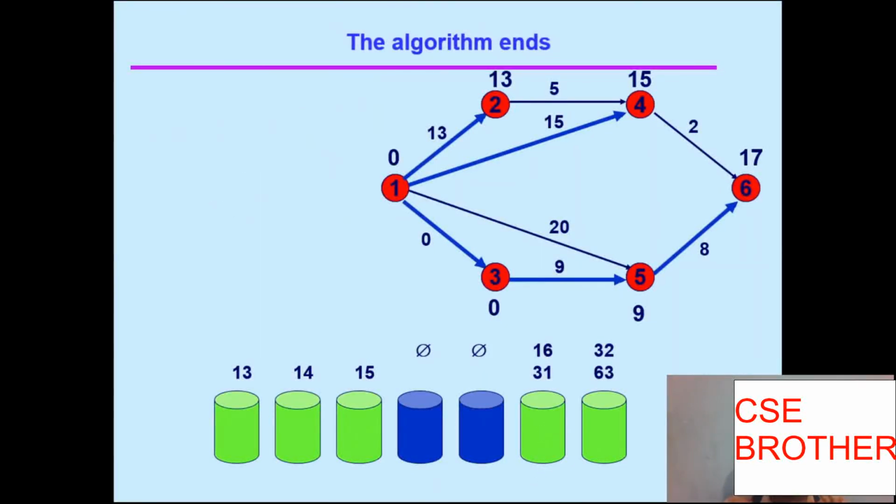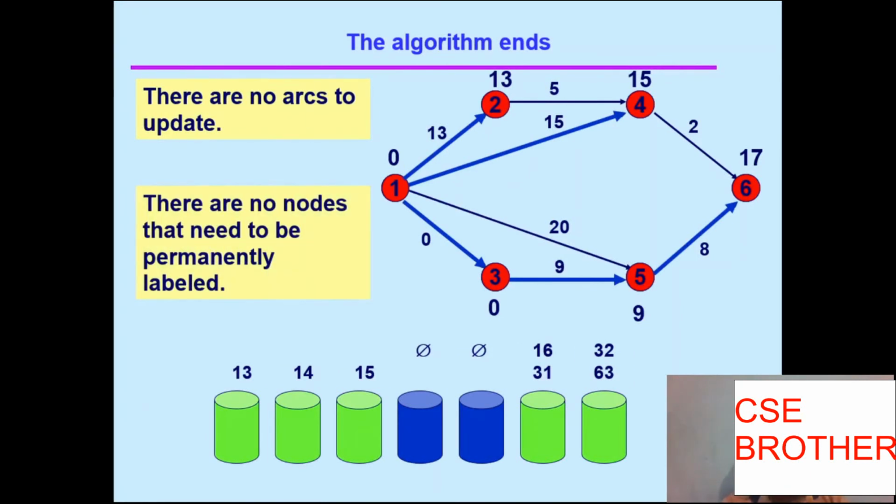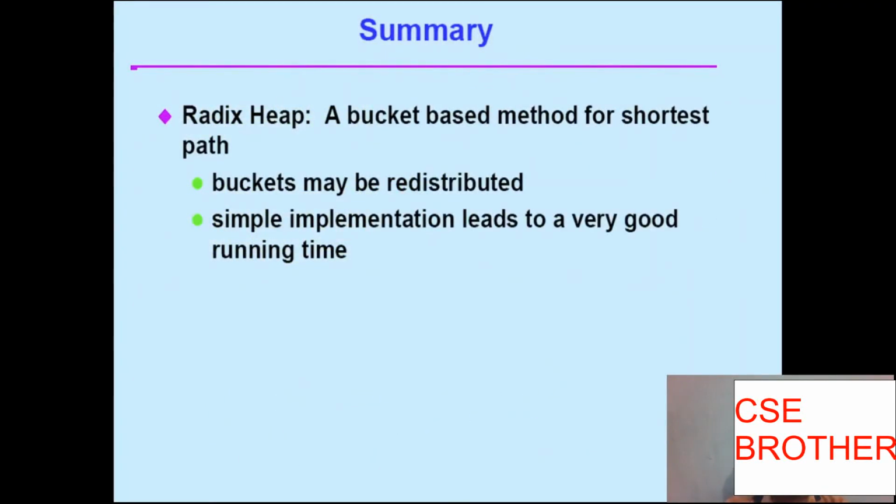Now the work of the 6th node is also completed. There are no arcs to be updated. So there are no nodes that need to be permanently labeled and the distances are already updated. Radix, a bucket based method for the shortest path. Buckets may be redistributed. Simple implementation leads to a very good running time. This was the summary for the Radix.